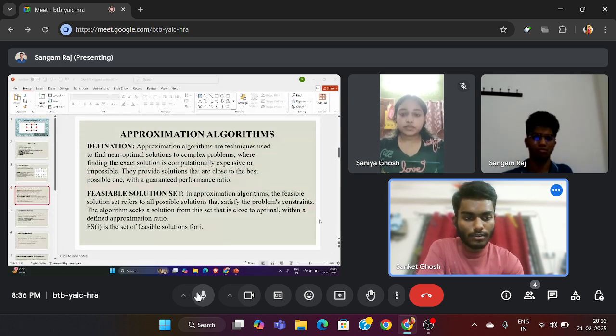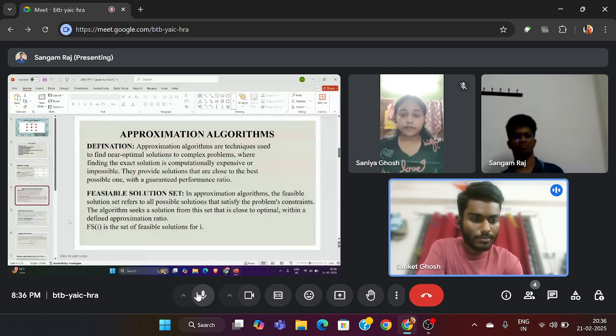There are several types of these algorithms. The first one is greedy algorithms. These build the solution step by step by choosing the locally optimal choice at each step. Another one is local search. This involves starting from an initial solution and iteratively improving it by local adjustments. For example, in TSP, the traveling salesman problem, local search might involve swapping the order of visits to find a shorter path.